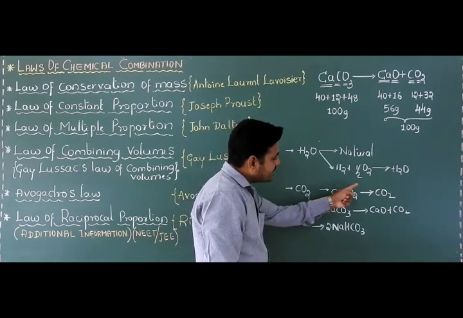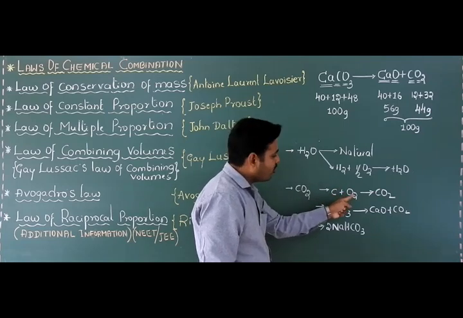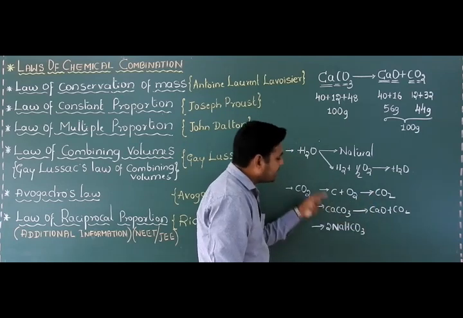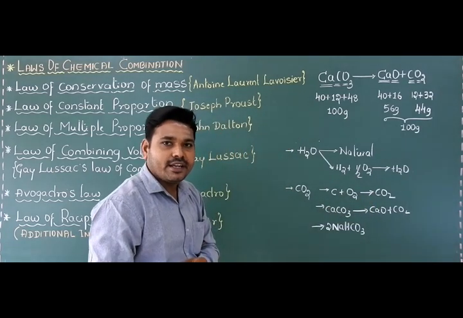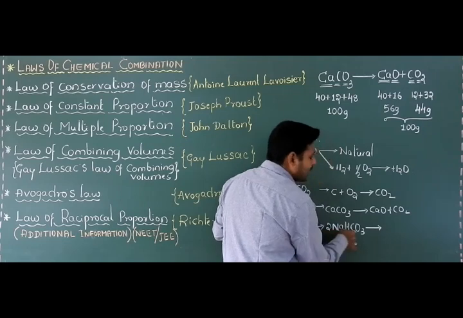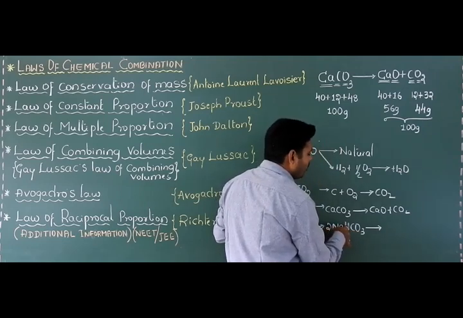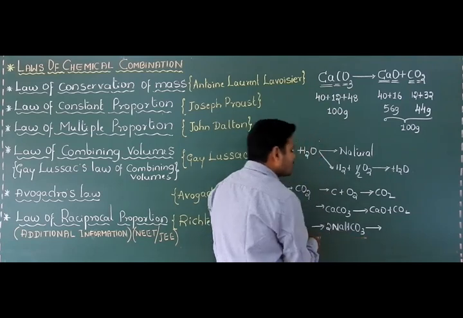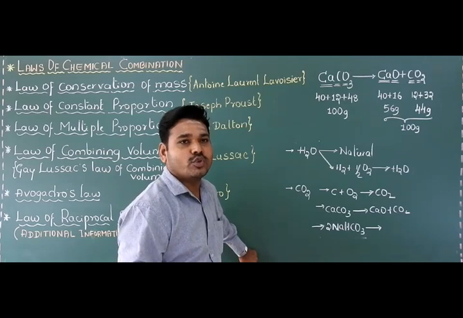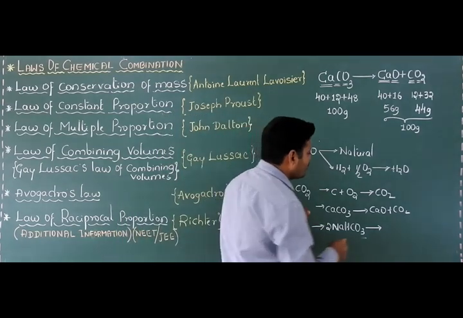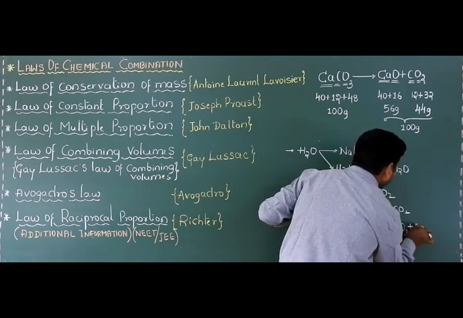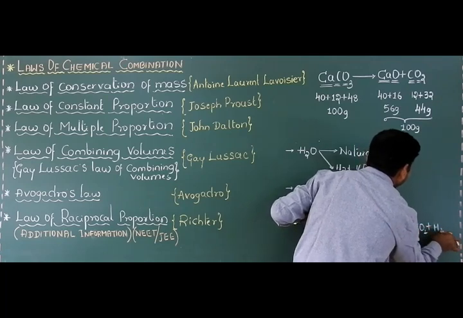Carbon dioxide is obtained by burning carbon with oxygen molecule. The same carbon dioxide is obtained by the decomposition of calcium carbonate, and the same carbon dioxide is also obtained by the decomposition of sodium hydrogen carbonate, also called sodium bicarbonate. Listen to this point carefully, students. By the decomposition of sodium bicarbonate, you get the products sodium carbonate, carbon dioxide and water molecule.